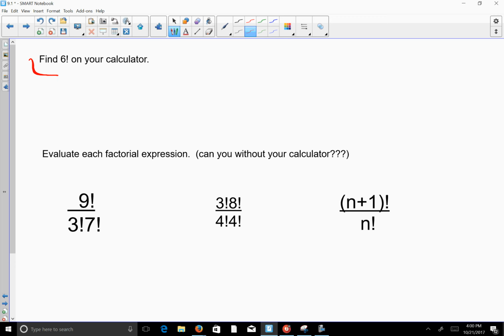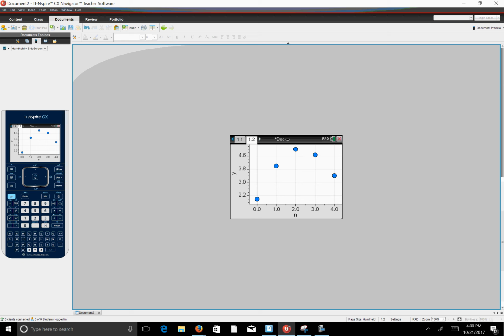Let's start off by talking about your calculator. Find 6 factorial on your calculator. Here's your calculator. Oh, you weren't supposed to see that yet. We'll pretend like you didn't see that. I'm just going to go to a calculating page.